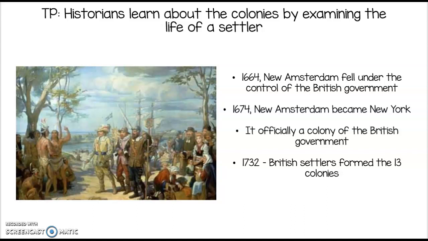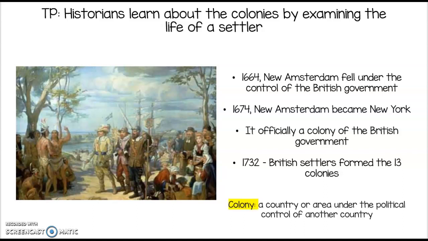So just a reminder, I'm going to go over what a colony means. A colony is a country or an area that's under the political control of another country. That means New York was under the control of the British government at that time. Everything that they grew, the crops and everything that they made, as well as any monies that they gained, eventually they had to pay back to the British government because the British government owned that land.